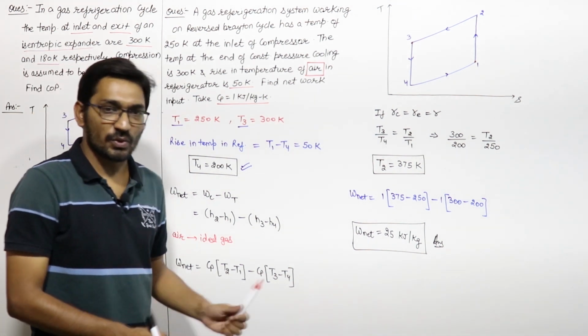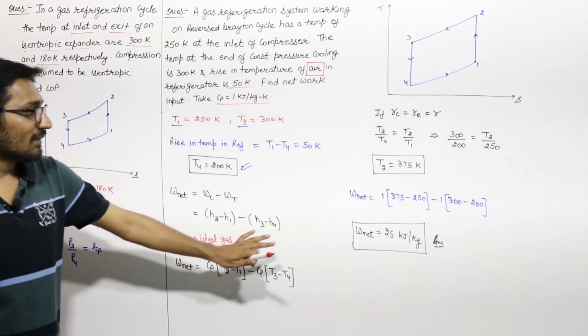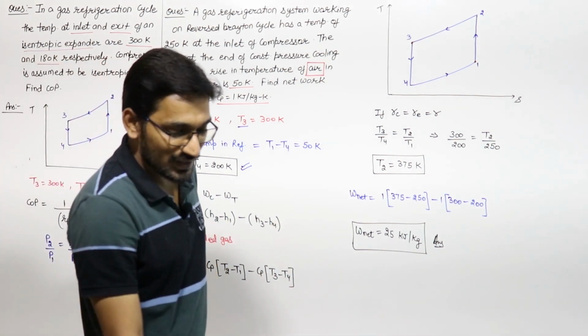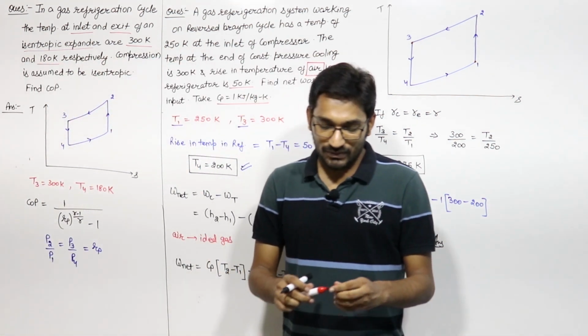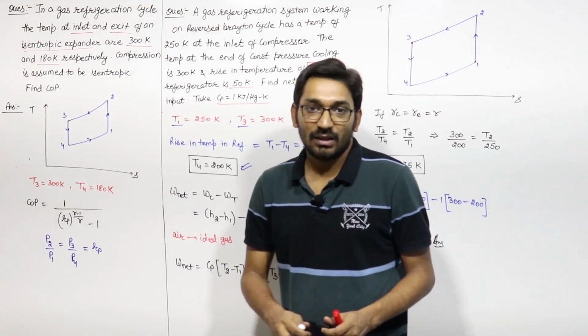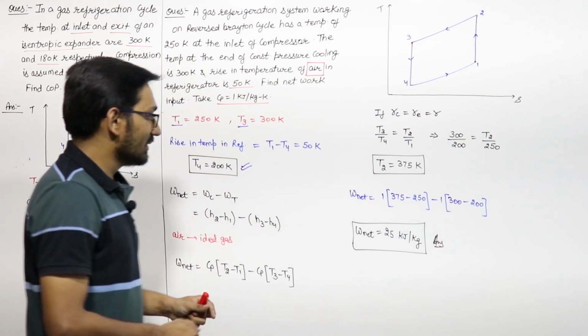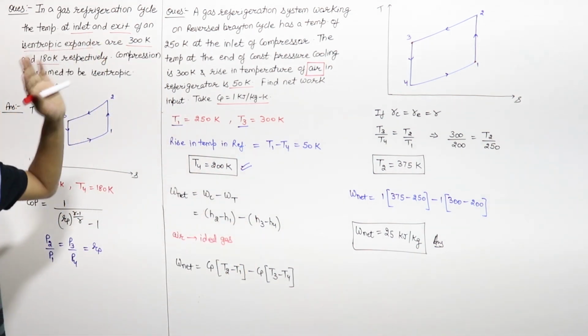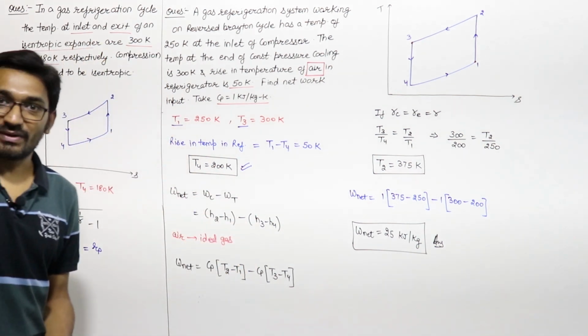This is a very basic question, right? Nothing is in this question. Very basic question of your reversed Brayton cycle. Just if you understand the concepts and how to use the formula, what are the assumptions of the formula, you can easily solve these kinds of basic questions, right?